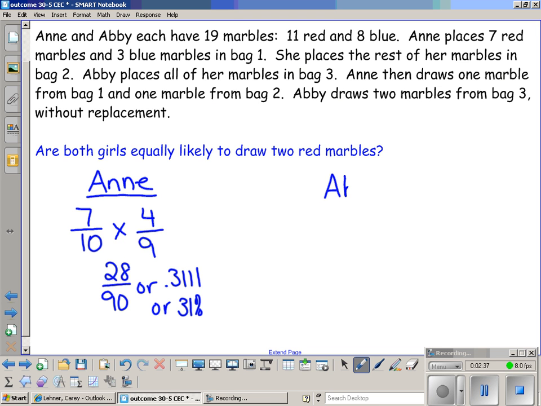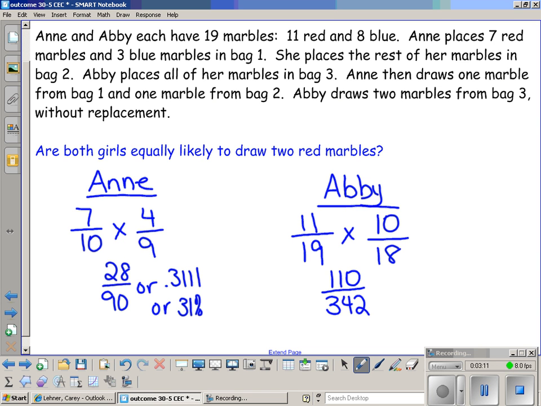Let's have a look at Abby's situation. Abby placed all of her marbles in the same bag. She's going to draw 2 marbles without replacement. Remember from the previous lesson, without replacement is dependent, so we have to consider how many are left after making the first draw. So she has 11 red marbles out of 19. Once she chooses a red marble, there are only 10 red marbles left in the bag out of 18 marbles. So when we multiply those together, we get 110 out of 342, or 0.3216, or a 32% chance.